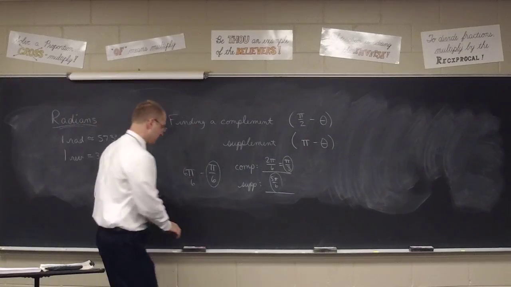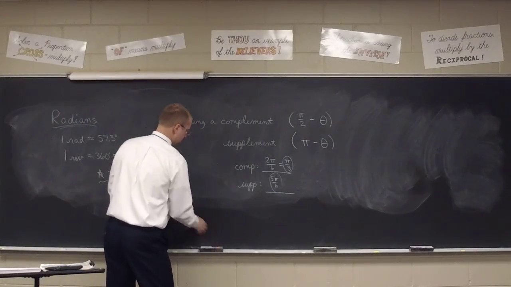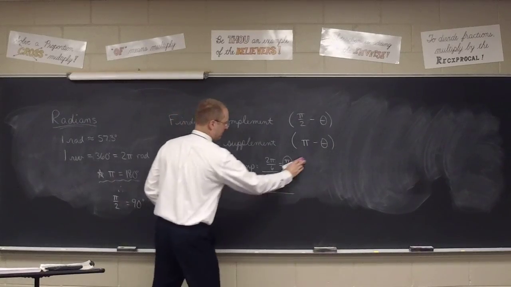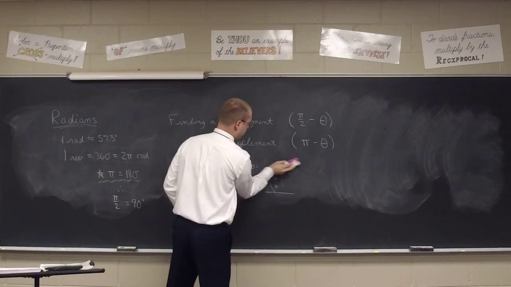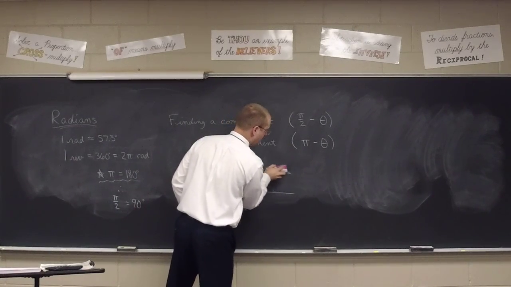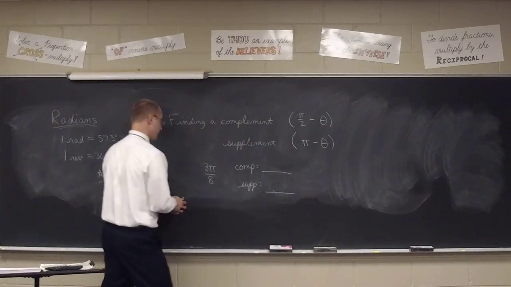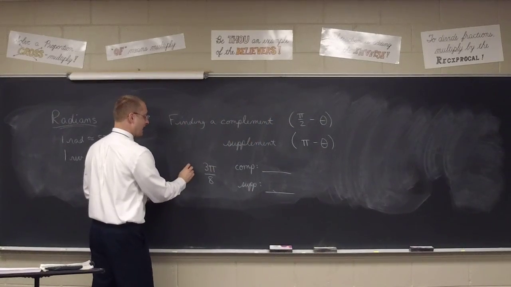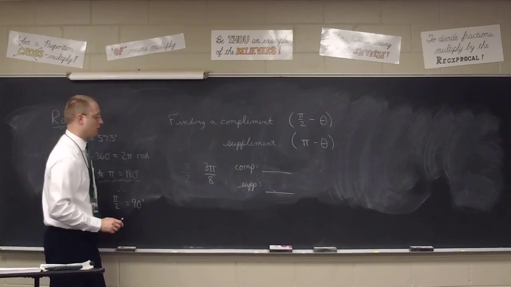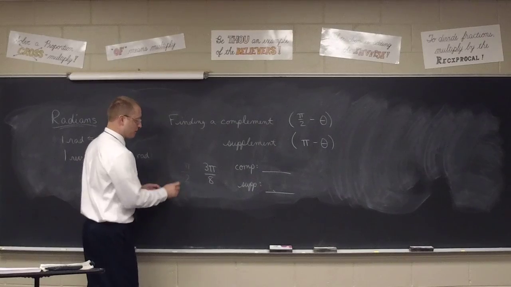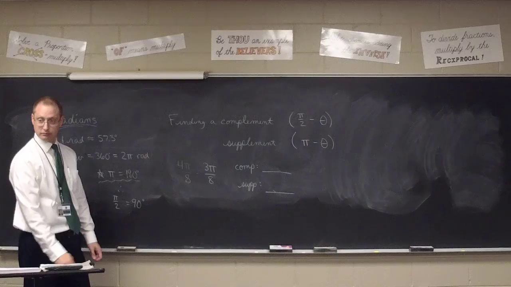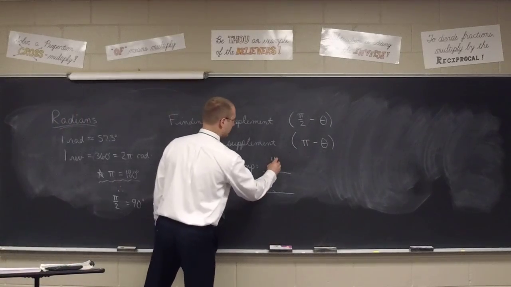What if our angle was 3 pi over 8? Let's go with an angle of 3 pi over 8, and we want to find the complement and the supplement. To find a complement, class, we have to subtract from pi over 2. Not 90 degrees anymore, pi over 2. So instead of writing pi over 2, how might I rewrite this? 4 pi over 8. Multiply top and bottom by 4 to get the common denominator. 4 pi over 8. Now we can subtract. 1 pi over 8. Pi over 8.